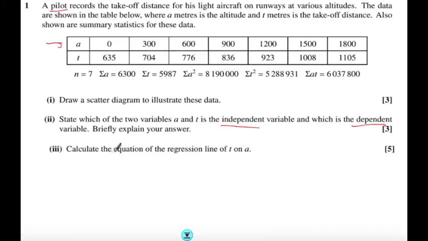Right, and then 5 marks, calculate the equation of the regression line of T on A. Okay, so the only thing that's a bit tricky here is that we've got to remember which is X and which is Y. In general, Y is going to be your dependent variable, A is going to be your independent variable. So you can think of T as Y and A as our X.